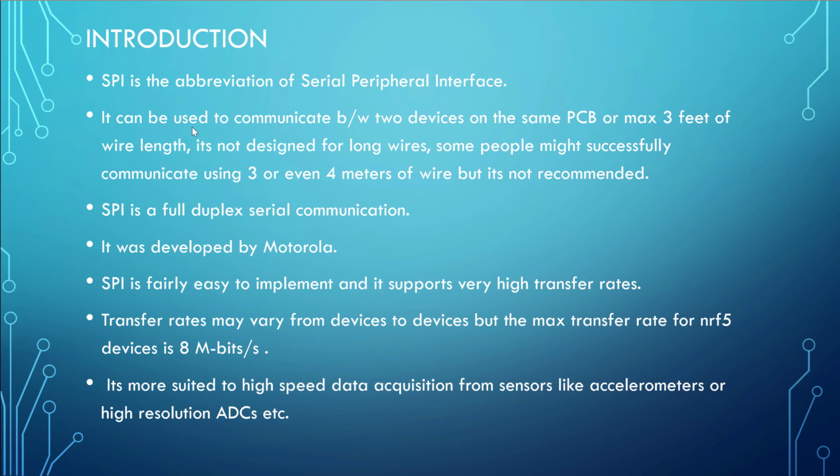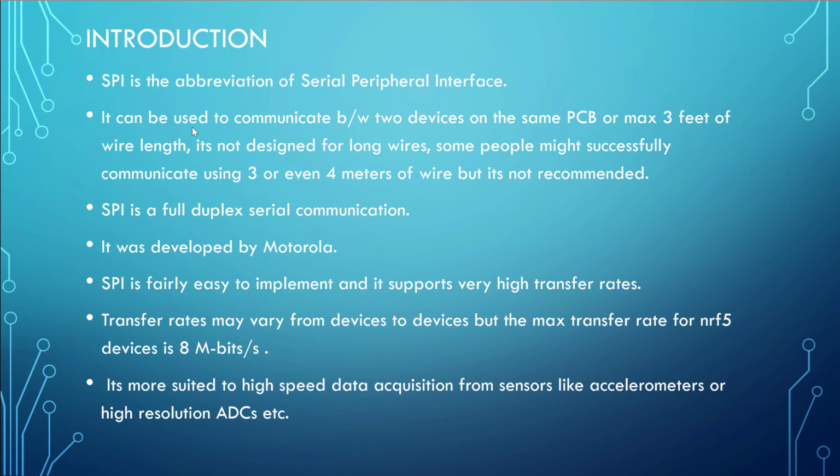So let's get started. SPI communication is basically a serial peripheral interface, and it's a full duplex communication. It was developed by Motorola in the late 80s. It can be used to communicate between two devices on the same PCB, and some people have tried it over 4 or 5 meters as well, but I won't recommend using it with long wires because it's mainly developed for on-chip communication, and it's basically for microcontroller to sensor communication, and it's a very fast communication.